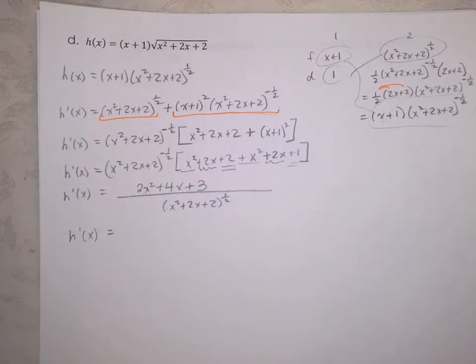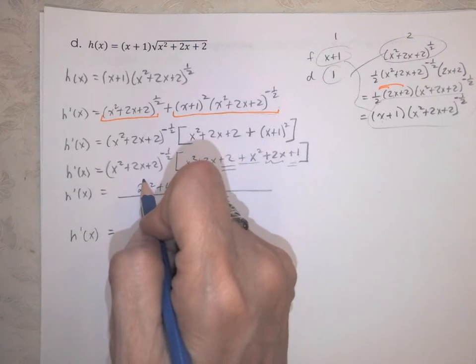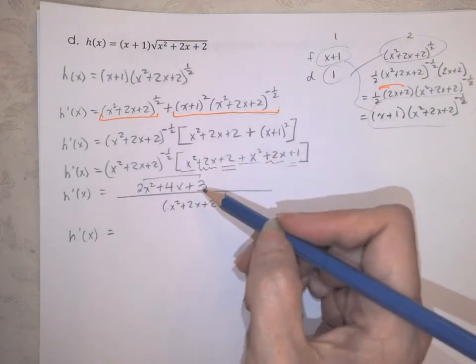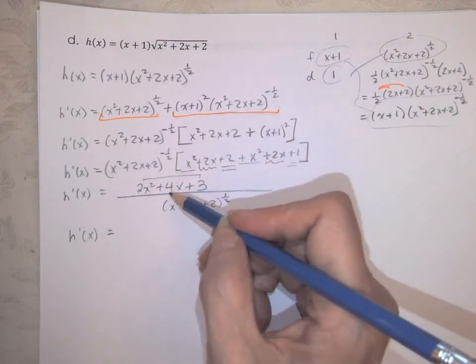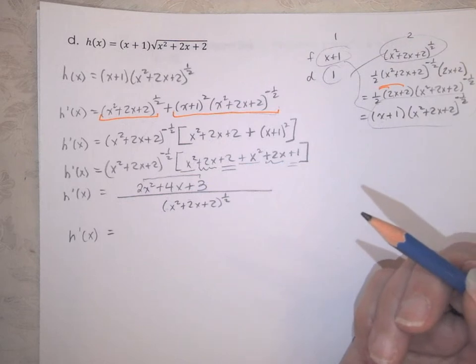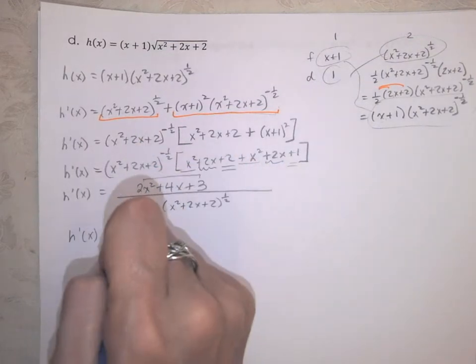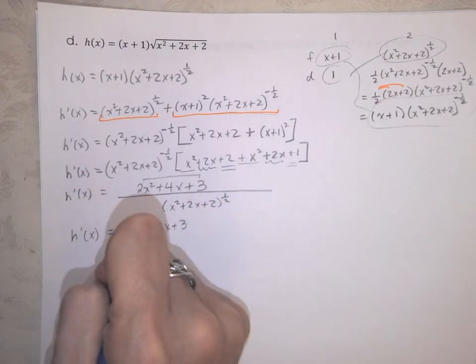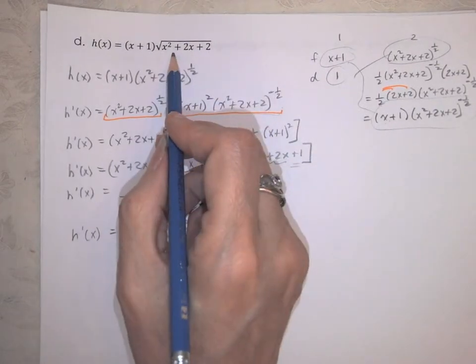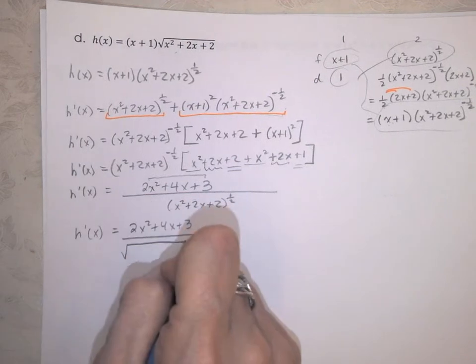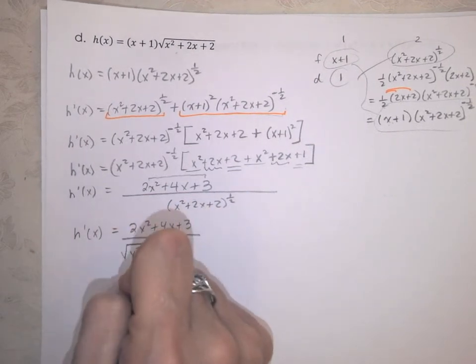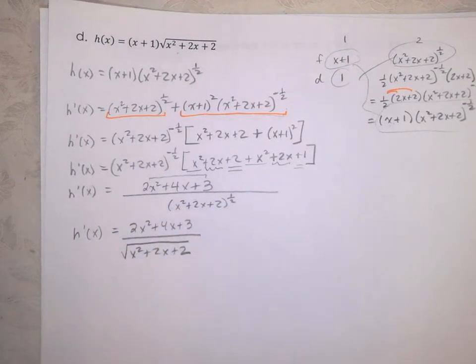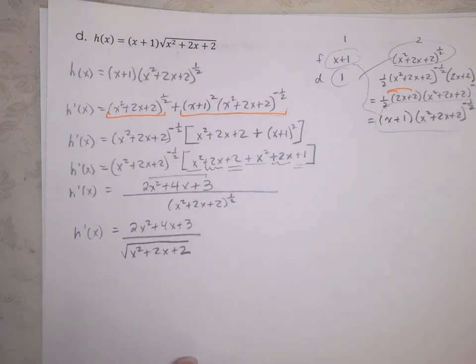See if the numerator can be factored. There isn't a common factor. If it were a complex trinomial, I'd need numbers that multiplied to 6 and added to 4. And there aren't any, so that can't be simplified any further. And then I'll rewrite the denominator with a radical. So the square root of x squared plus 2x plus 2. So there's your final answer in simplified factored form.